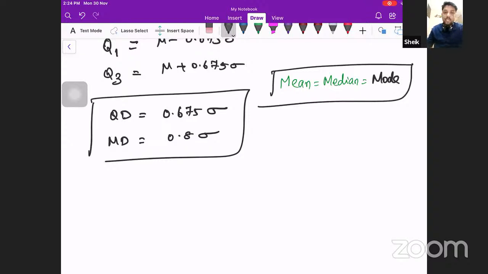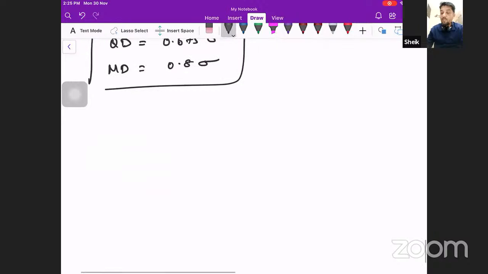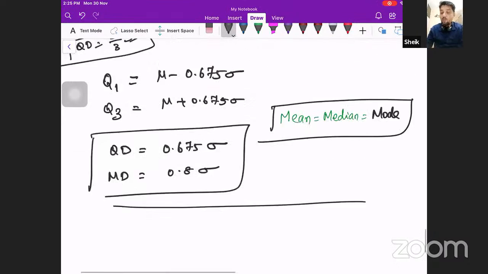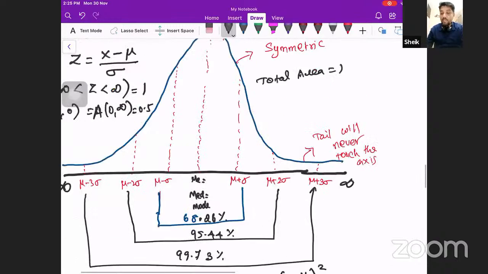Mean is equal to median is equal to mode. Is it clear? Mean is equal to median is equal to mode. Yes. Please remember all the points, including the diagram, this one bell-shaped diagram.